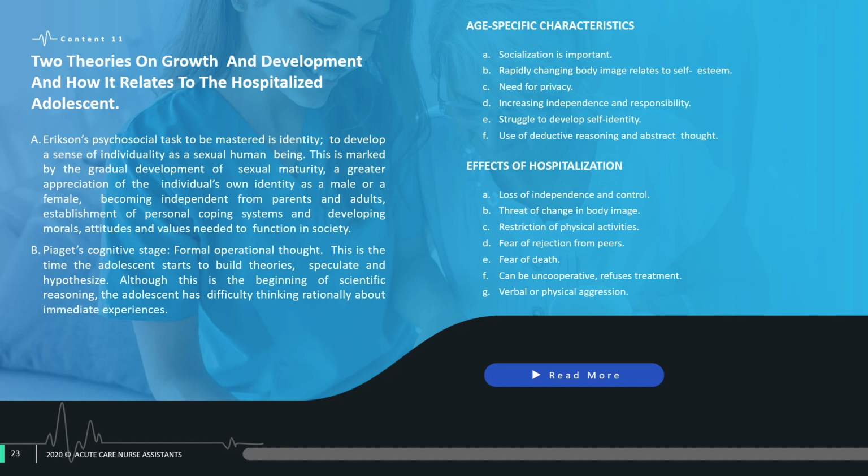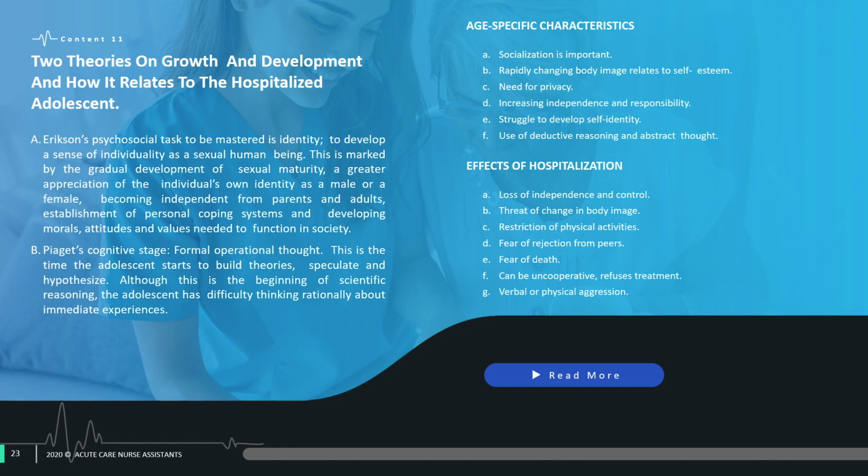Age-specific characteristics. Socialization is important. Rapidly changing body image relates to self-esteem. Need for privacy. Increasing independence and responsibility. Struggle to develop self-identity. Use of deductive reasoning and abstract thought.